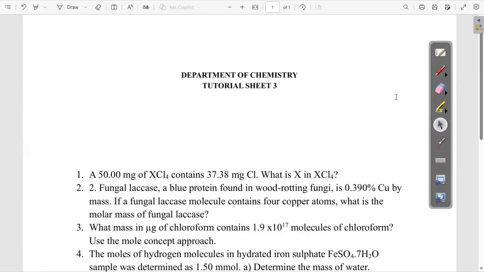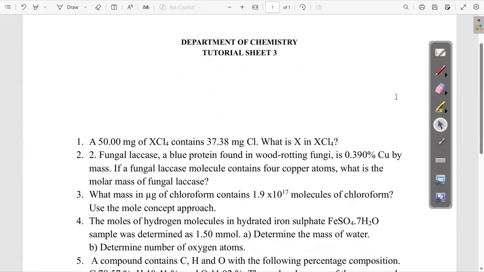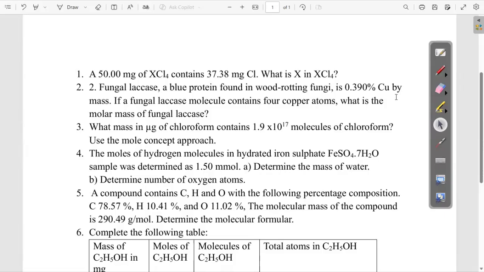In today's video, we are going to look at questions from Chemistry Tutorial Sheet 3. Tutorial Sheet 3 has some interesting concepts that we need, and we'll use these concepts for the rest of the course. We are going to look at the interconversions between mass, moles, and the molar masses.